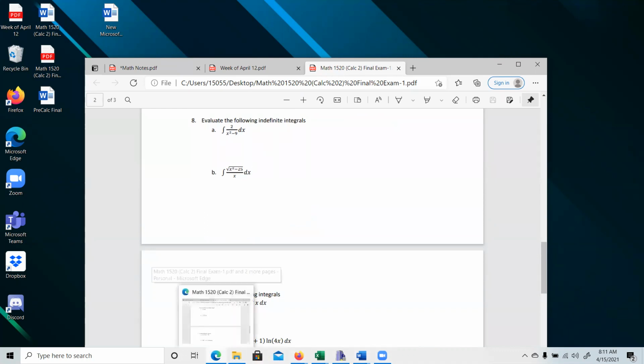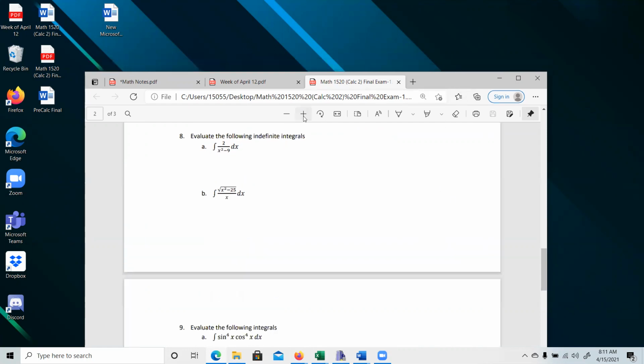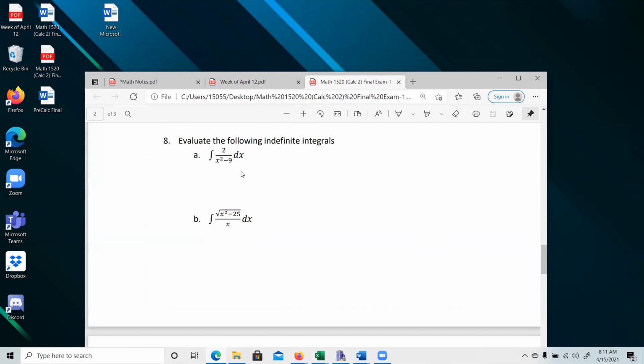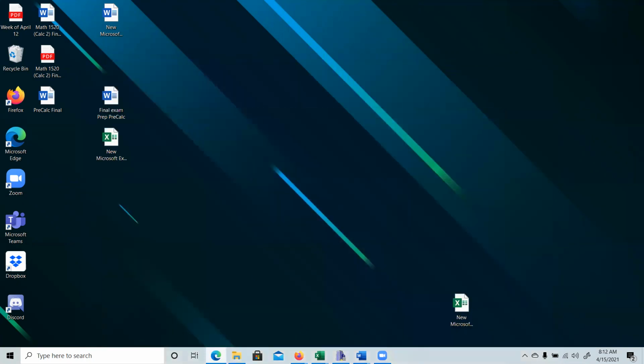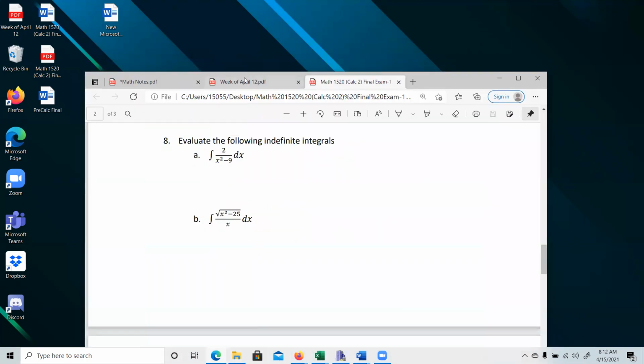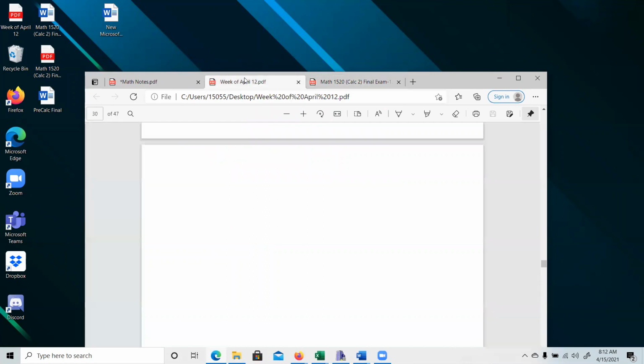All right, so here we have 2 over x squared minus 9, and so this is terrible. Plus this, okay, that might be better. So 2 over x squared minus 9, and then x squared minus 25 over x. Okay, so here we go. Let's go ahead and deal with part A here. So what we have is 2 over x squared minus 9.